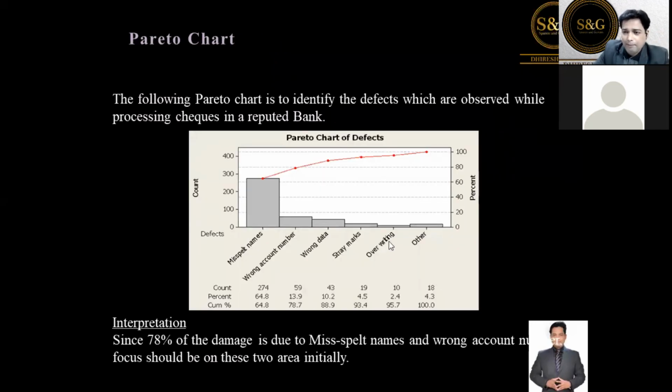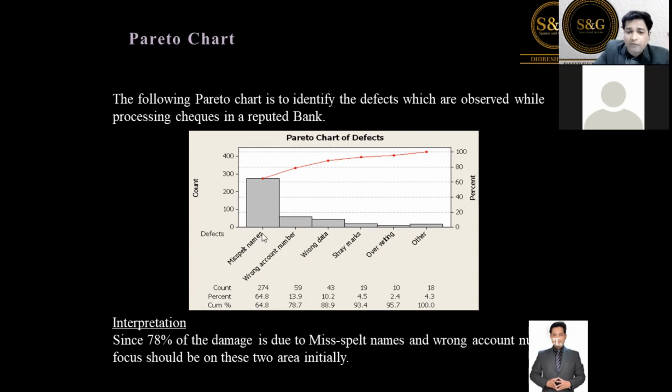तो यहाँ पे मैंने Pareto का example भी दिया हुआ है. The following chart is to identify the defects which are observed while processing checks in a reputed bank. So you can see in the Pareto, misspelled names and wrong account number, ये दोनों ही almost 80%, 78.7%, almost close to 80% they are contributing.